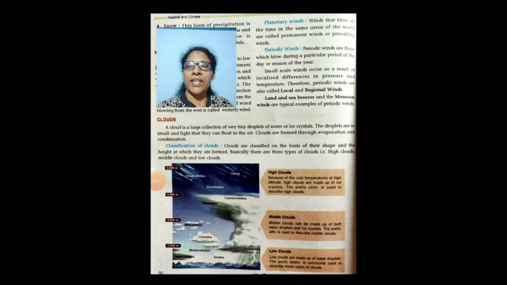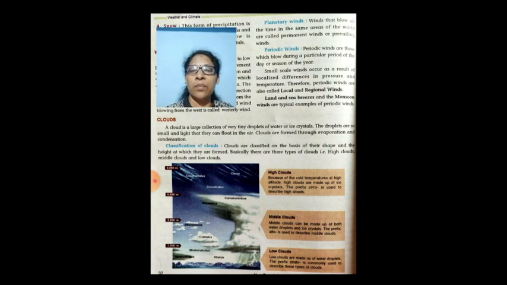The next element is clouds. A cloud is a large collection of very tiny droplets of water or ice crystals. The droplets are so small and light that they can float in the air. Clouds are formed through evaporation and condensation. On the basis of the shape and the height at which they are formed, clouds are classified into high clouds, middle clouds and low clouds.